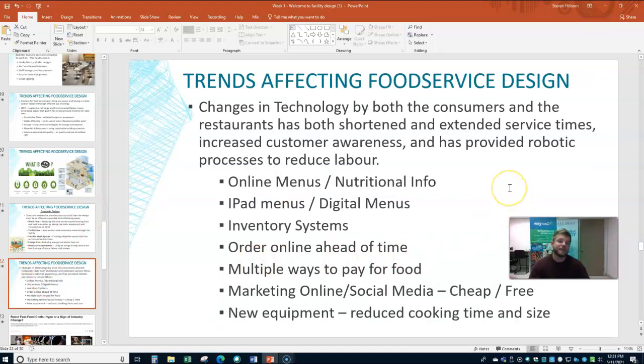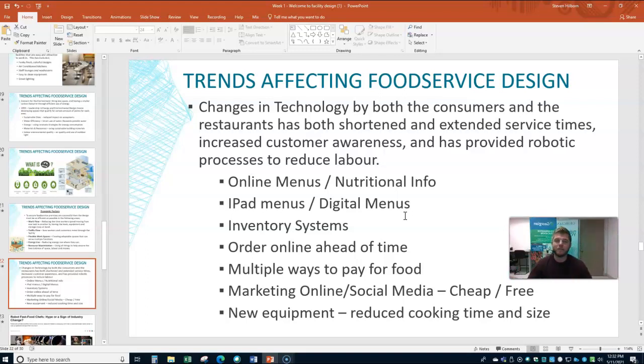Another big one is changes in technology. And by the time I finished writing this slide, it had already evolved. That's how fast technology is moving. So when you're looking at here, yes, we have online menus and we have nutritional information. There's actually a law now that if you have more than 5 restaurants or 5 units of a particular brand, you have to provide nutritional information to all the people. You can order through iPad menus and digital menus at the table. There's inventory systems. We can order online ahead of time. You can pay with your phone, and I can just tap my phone, and I just paid for it.